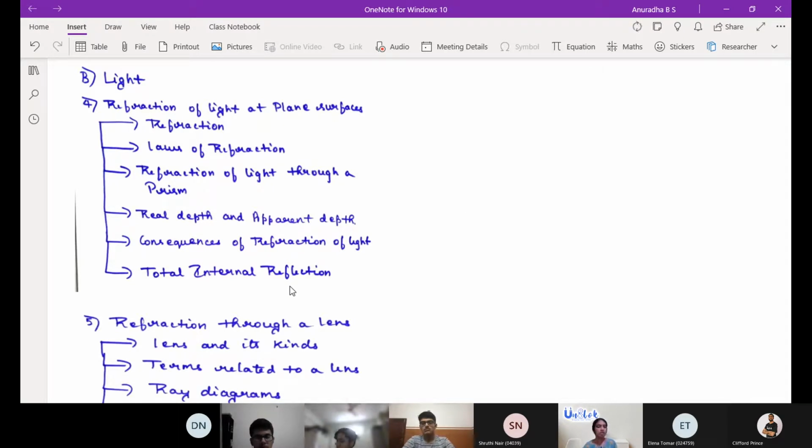So you had laws of reflection, right? What are those laws? The angle of incidence is equal to the angle of reflection. And the other one: the incident ray, normal, and reflected ray lie on the same plane. Correct. In the same way, you have laws for refraction also, and you will be learning about all those things here.